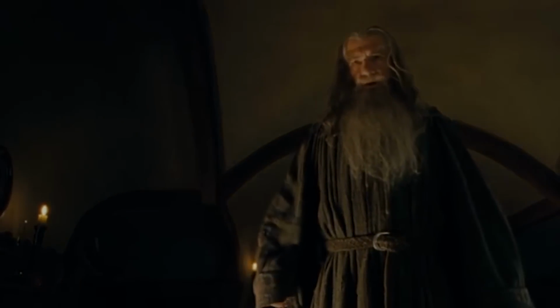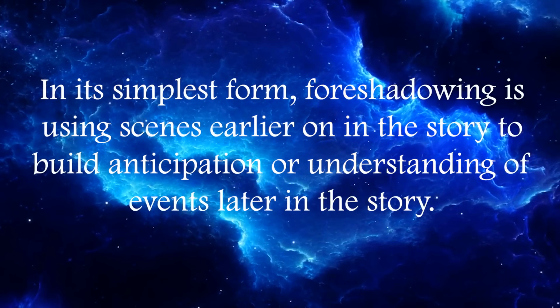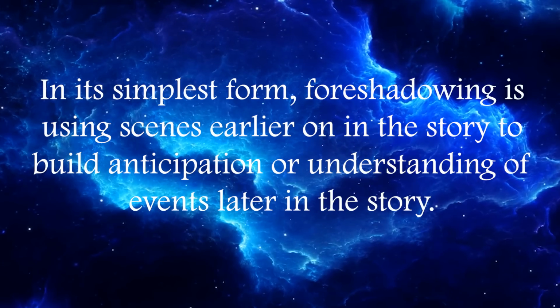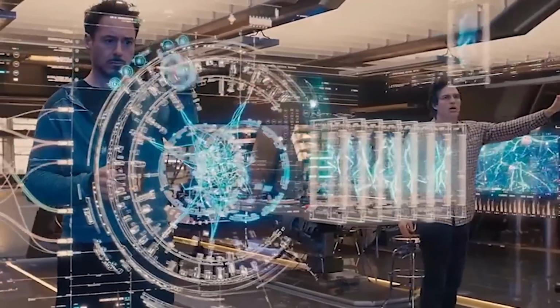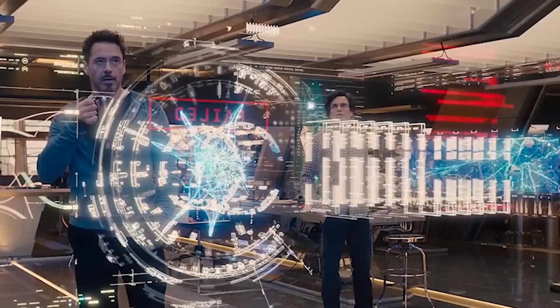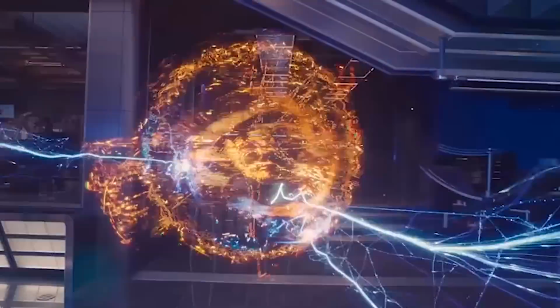Briefly, what is foreshadowing? In its simplest form, foreshadowing is using scenes earlier on in the story to build anticipation and understanding of events later in the story. In Avengers: Age of Ultron, Tony Stark uses the phrase "peace in our time" to describe what Ultron could do for the world. This is a reference to Neville Chamberlain's words, who, in history's worst case of cringing at your past self, said after striking a deal with Hitler that he had achieved peace in our time. That, let's just say, Blitzkrieg! Those who knew that would anticipate not peace, but a war unlike the world has ever seen.